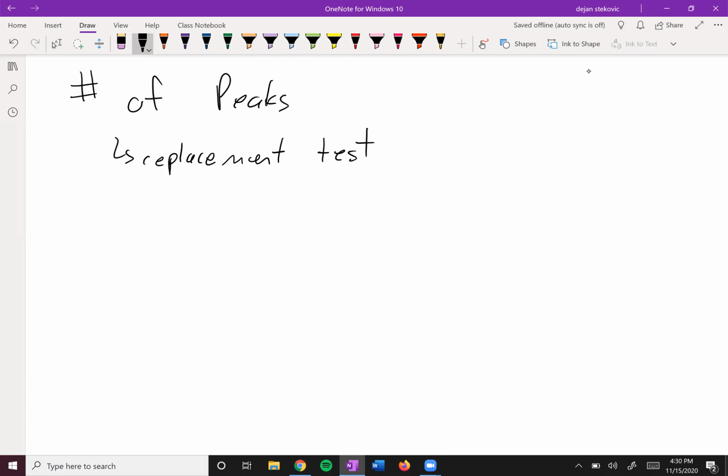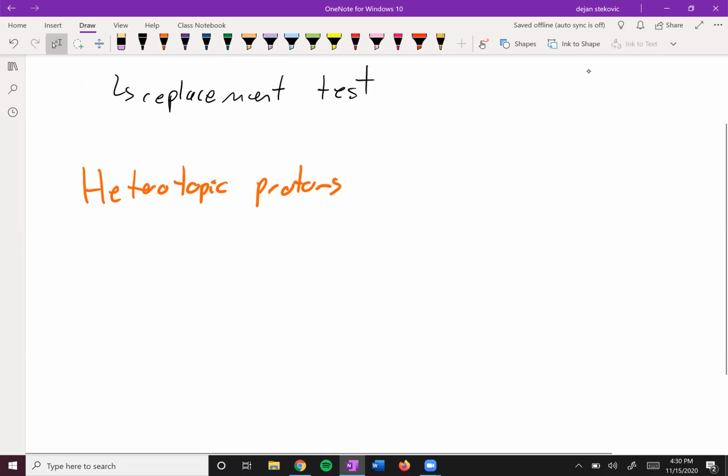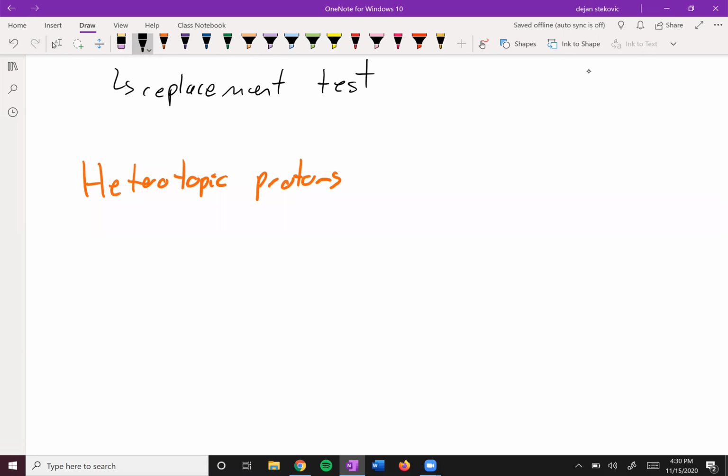All right, so if the last video wasn't clear enough, we can use what's known as the replacement test to determine how many peaks we're going to have in our proton NMR. And so we can have different types of protons. First off, there's heterotopic protons, and this refers to the protons being completely different from one another. So let's take a look at an example of how we do this with the replacement test.